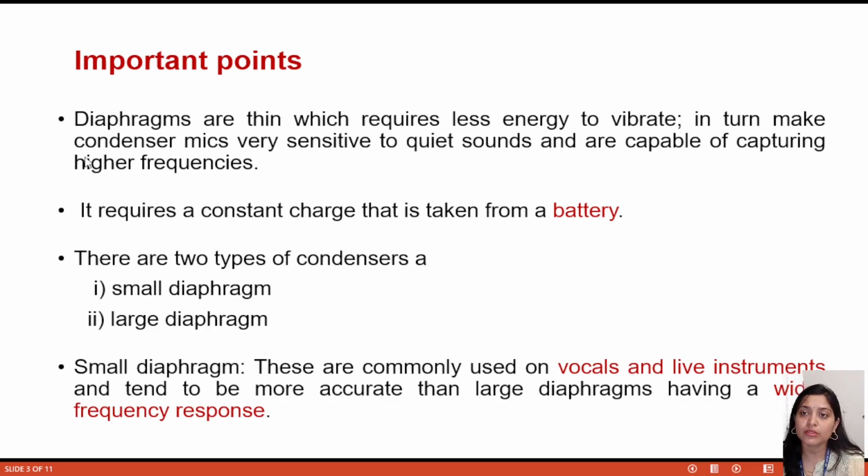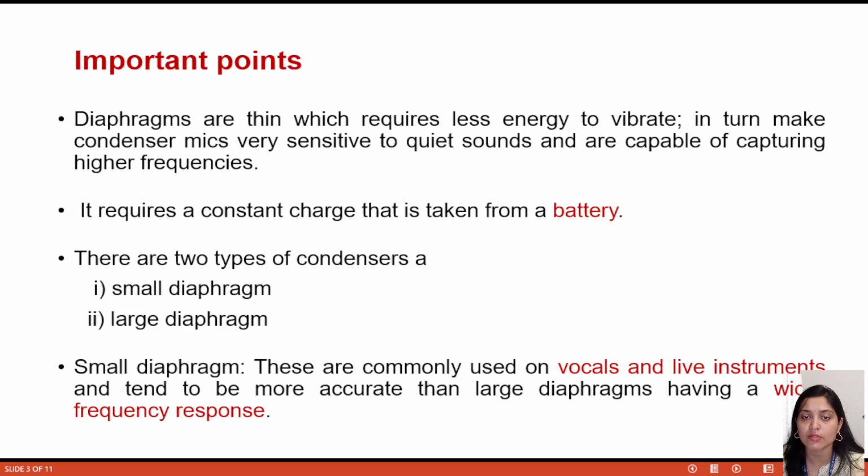Now there are some important points which you have to remember. Diaphragms are thin, which requires very little energy to vibrate, in turn making the condenser mic very sensitive. As it is very thin, it will vibrate very quickly. So it is very sensitive to quiet sounds and capable of capturing higher frequencies. It is very important. That means one battery is needed. And there are two types of condenser microphones.